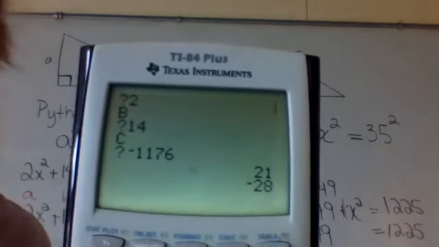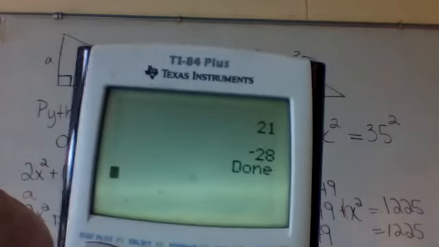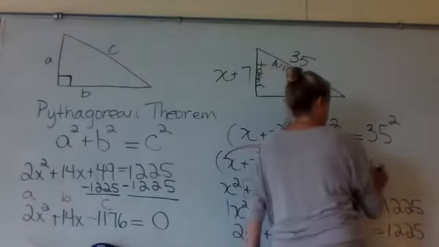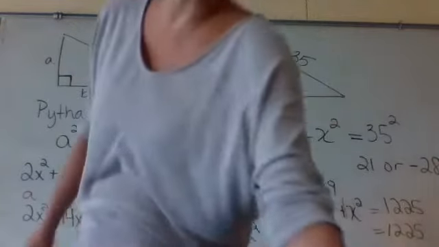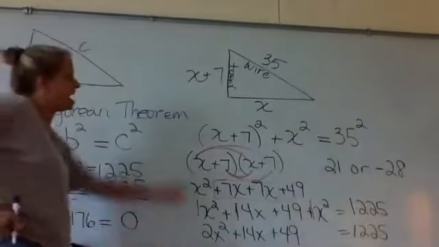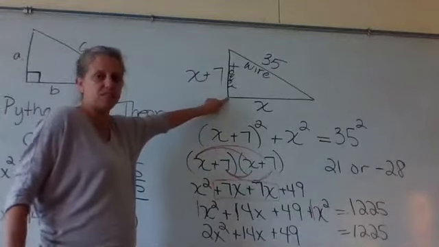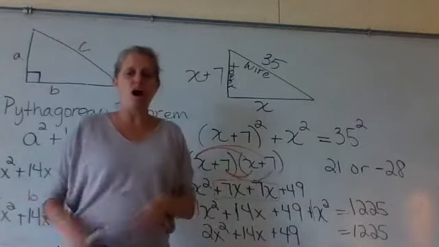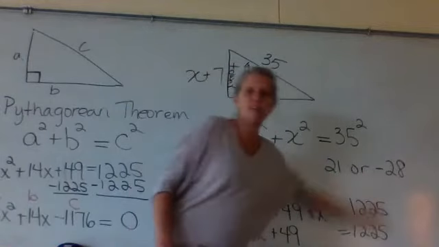So when I put those numbers in for A, B, and C in my quad formula, it tells me 21 and negative 28. Let's think about this. Which one do you think makes sense? What is X representing? It is representing the distance from the base of this tower to the end of the wire. Look at your 2 options. It's either positive 21 or negative 28.